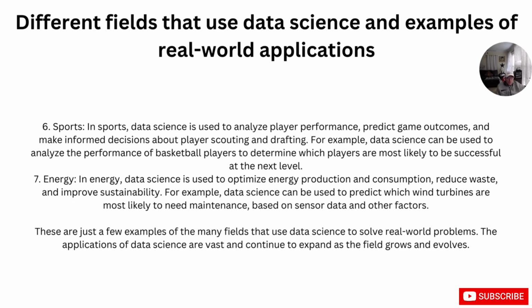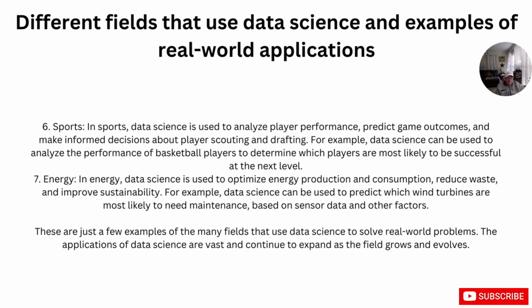Number 6, sports. In sports, data science is used to analyze player performance, predict game outcomes, and make informed decisions about player scouting and drafting. For example, data science can be used to analyze the performance of basketball players to determine which players are most likely to be successful at the next level.